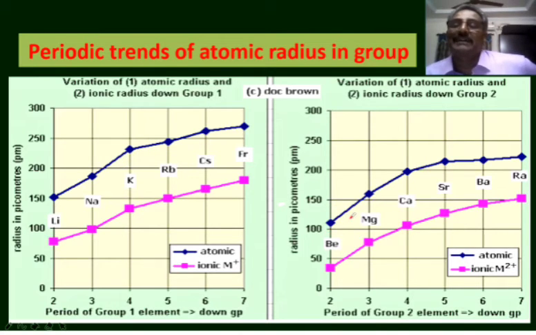We can observe the same kind of trend in the second group elements also. That is beryllium, magnesium, calcium, strontium, barium and radium. In the beginning, the increase in the atomic radius is observed more. As we move down the group, the increase in the atomic radii is gradually decreasing. That kind of trend can be observed in the atomic radii of the elements in a group. The same kind of trend is observed in the other groups also.